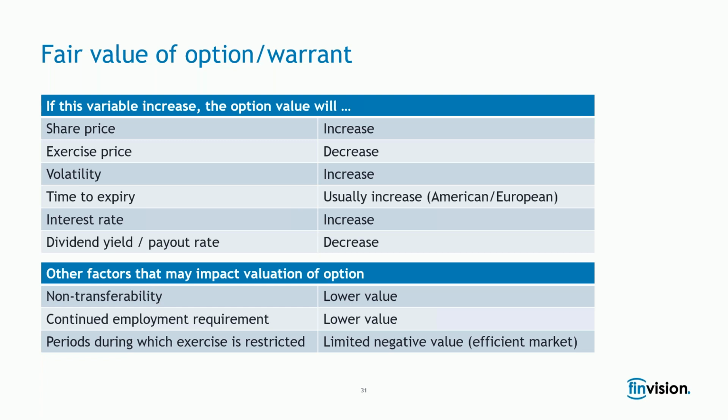And other factors: non-transferability will of course lower the value, because non-transferability will also decrease the share price if it's a private company. You will add a discount for non-transferability. A continued employment requirement will also lower the value, because in that case very often you cannot exercise. So normally, no, what I was telling was not correct about exercisement. And why is that? Because continued employment is an additional hurdle. There will be more limited cases when you can exercise. That will decrease the option value.